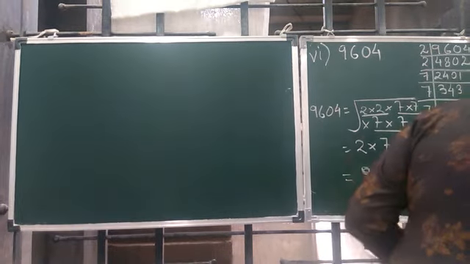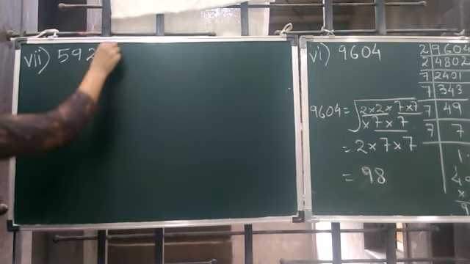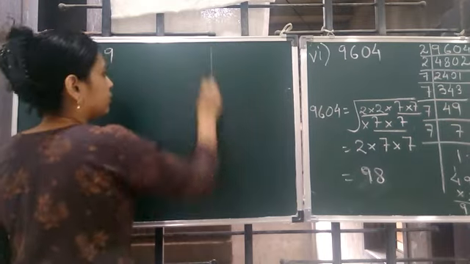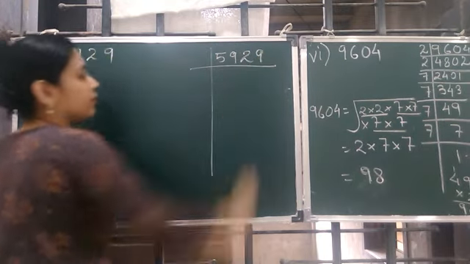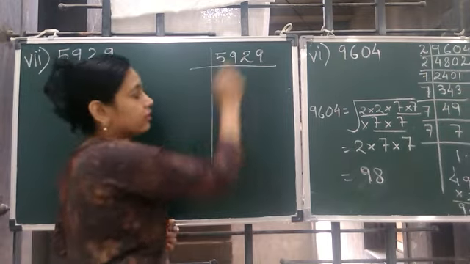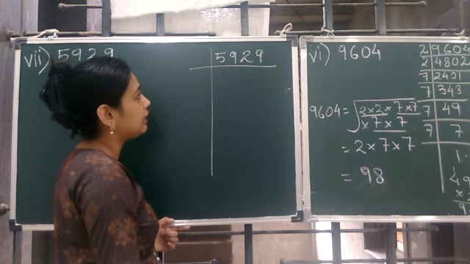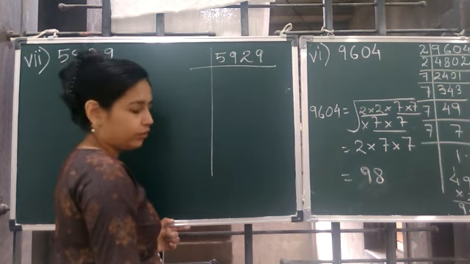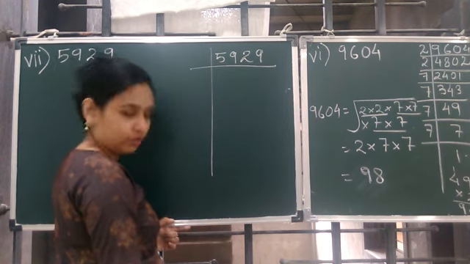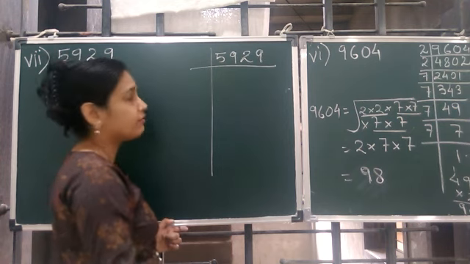What is the seventh one? 5929. Now children, the last digit is not even, so it will not go by 2. Let's check by 3. The next prime number is 3. No. The total is not divisible by 3, so it will not go by 3. Check by 5. The last digit is not 0 or 5, so it will not go by 5 also.